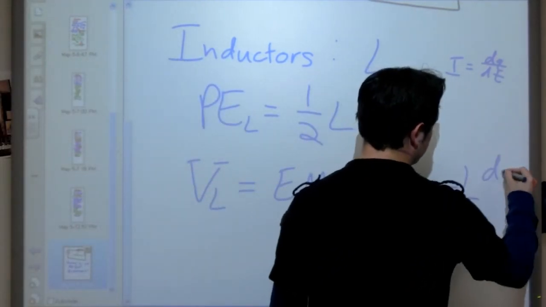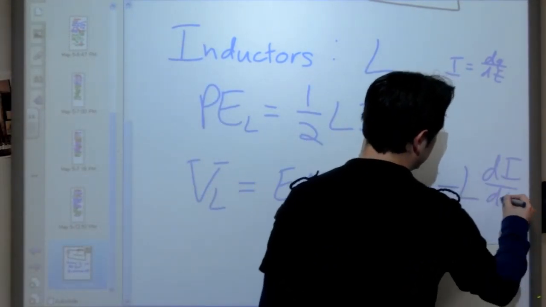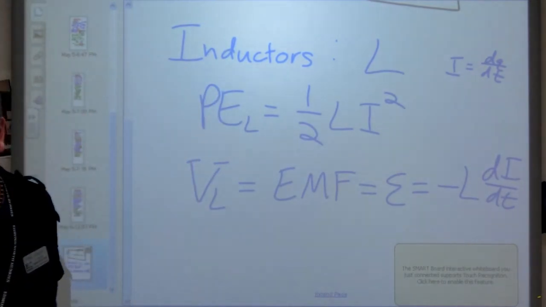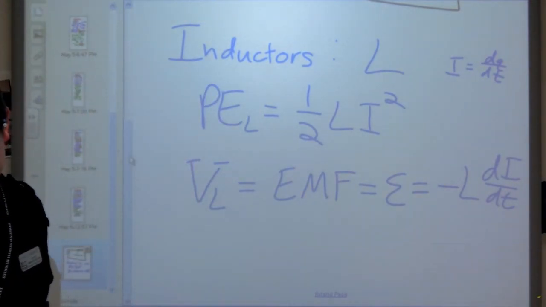EMF, which is effectively our voltage, is going to be equal to this. Negative L di dt. There's our differential equation for our inductors.